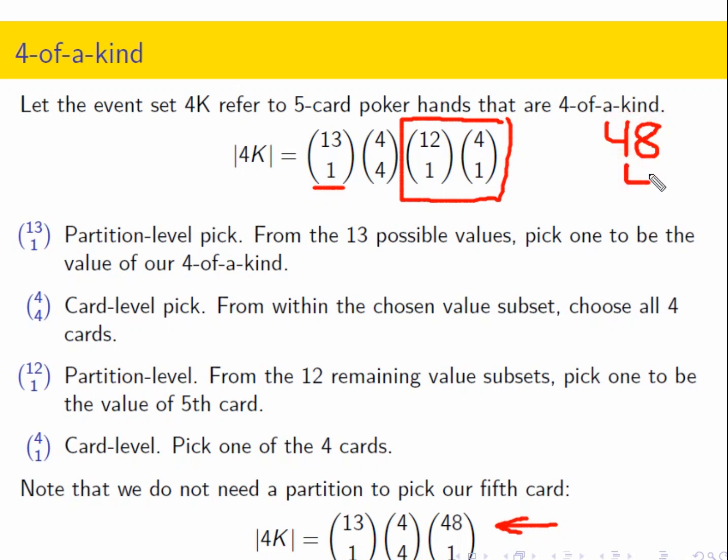So I can do a 48 choose 1 instead of the 12 choose 1 times 4 choose 1. Anything choose 1 is just that number, so 12 choose 1 is 12, 4 choose 1 is 4, so 12 times 4 is 48, and 48 choose 1 is 48. So these here in red are equivalent. So I could have done that either way.